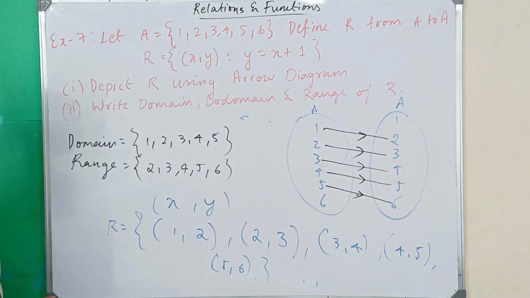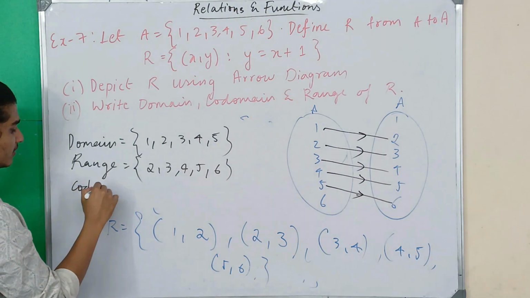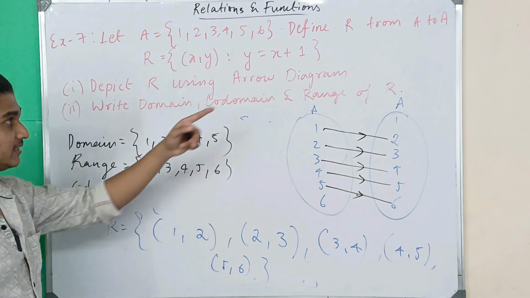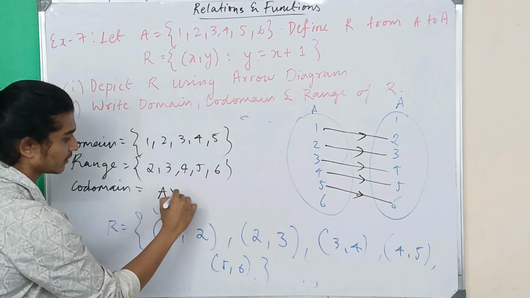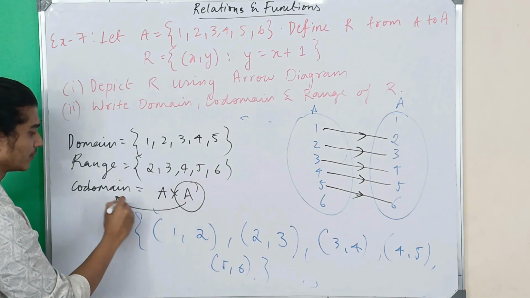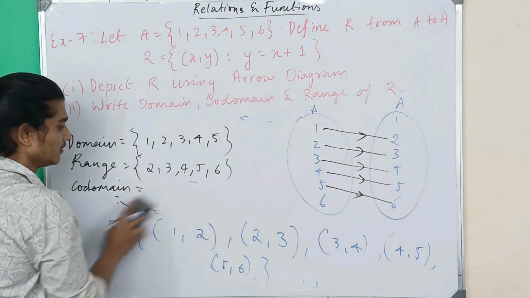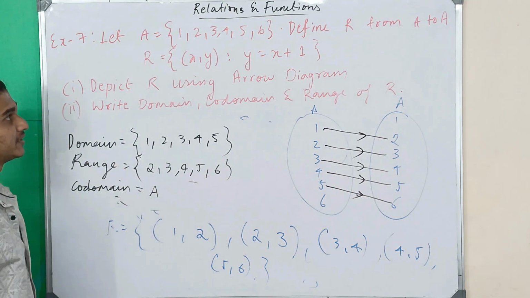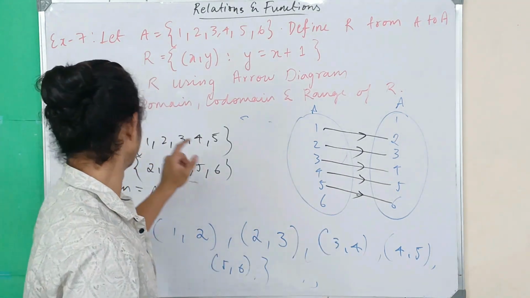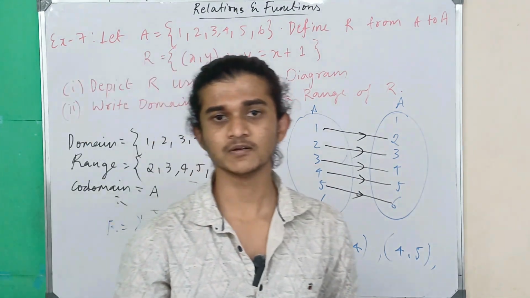My codomain is going to be my second set. If you're having difficulty finding the codomain, just see that we are taking A cross A, right? So this second set is always going to be your codomain, which is basically A itself in this case. So our answer is A. This is how you find the relation, represent it in arrow diagrams, and find domain, range, and codomain. It's very easy. People don't normally get it, but it's very easy.